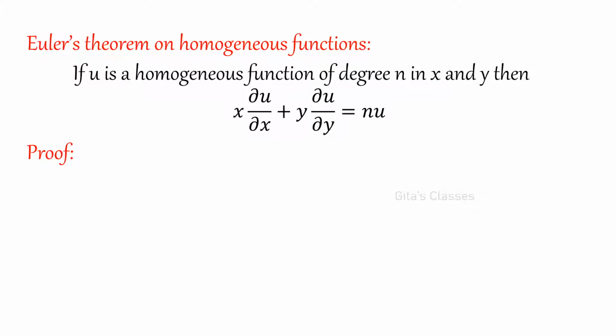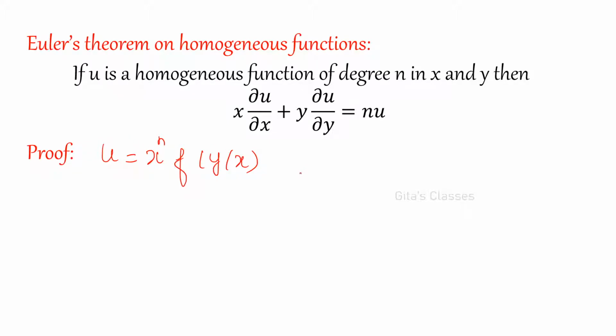So the statement is, if u is a homogeneous function of degree n in x and y, then x into dou u by dou x plus y into dou u by dou y is equal to n into u. Okay, so let us prove this. In the note we have seen that if u is a homogeneous function of degree n, then if I take x power n outside, you can write u is equal to x power n into f of y by x.